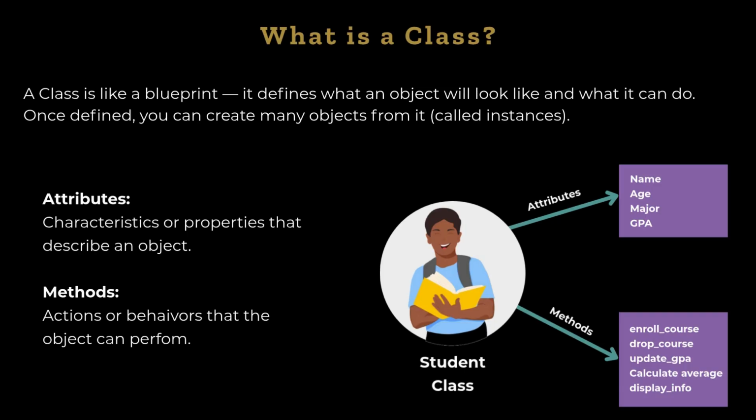Once this blueprint is created, we can use it to make many different students, each with their own information but the same structure and abilities. That makes OOP powerful. It helps us organize and reuse code, just like reusing a model or template in real life. So that's how a class works. It is the foundation for creating objects in OOP.